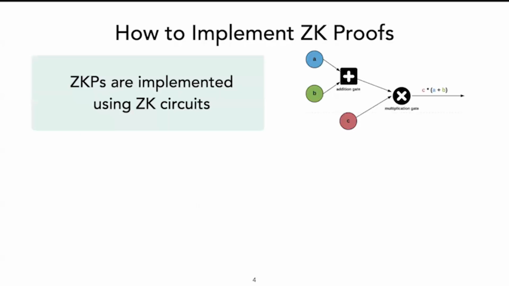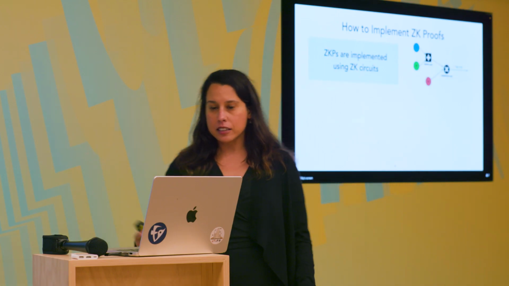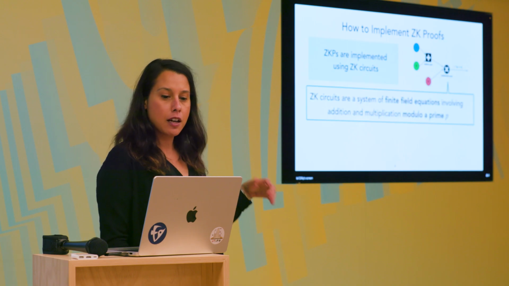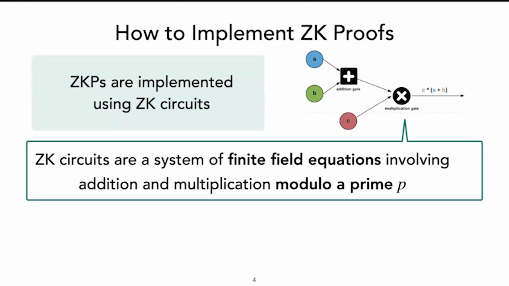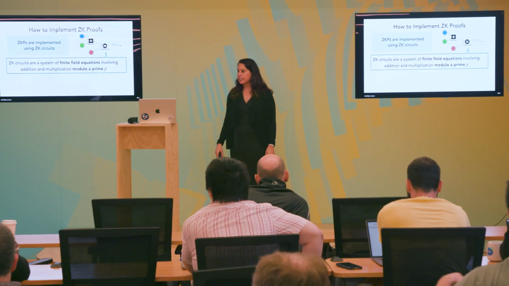But let's say you are a developer and you would like to incorporate a zero-knowledge proof into your application. How do you go about doing that? Typically, zero-knowledge proofs are implemented using these arithmetic circuits. You basically have some inputs, you have these gates, addition and multiplication, and the circuit has some outputs. But the important thing here is that addition and multiplication happen modulo some prime number.